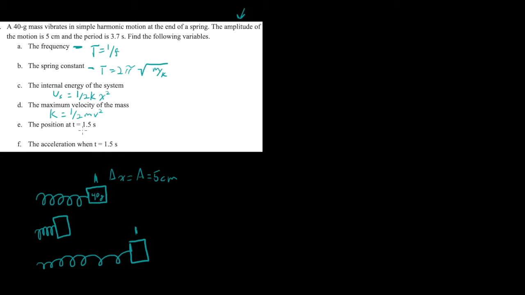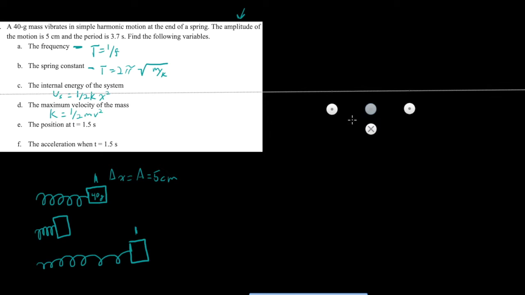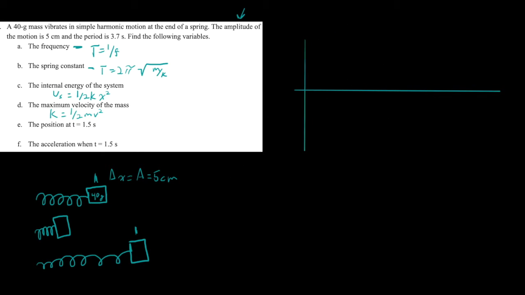And then the position at t equals 1.5 seconds. How am I going to find that? For that, I'm going to need to remember that this oscillating system, this displacement over time, is going to take the form of a sine wave. So let's draw out a little sine wave here. What would we put on the y-axis? That's going to be our displacement in x. So we're going to label the y-axis with an x. And then my x-axis, that'll be my time.